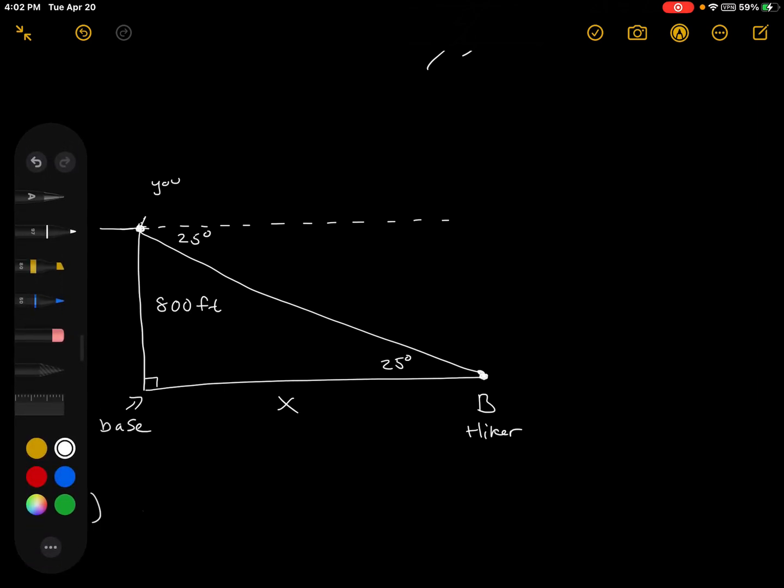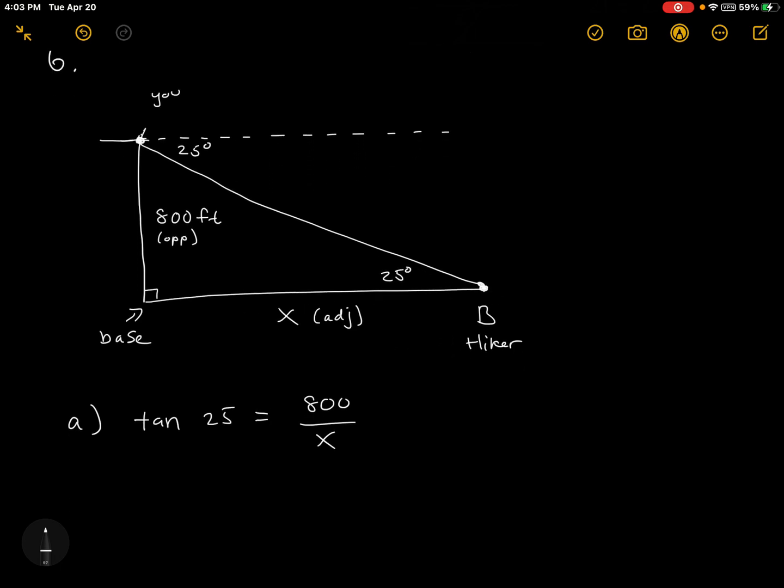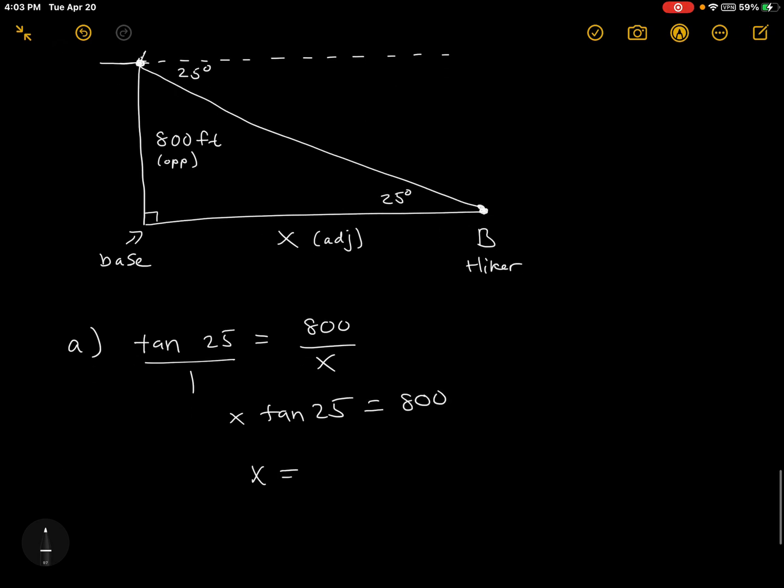Tangent of 25 is equal to opposite over adjacent. Okay, and then you solve this one-step equation, right, by cross-multiplying. And you get X by itself. X is 800 divided by tan 25. 800 divided by tan 25, you're going to get approximately 1,715.6 feet. Okay. All right, so continue on in part B.